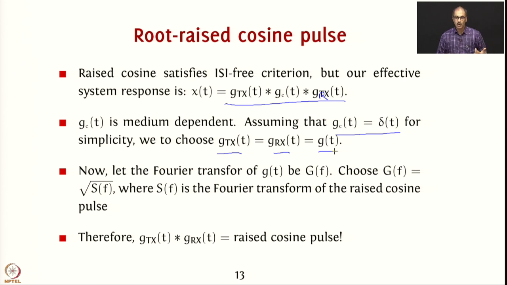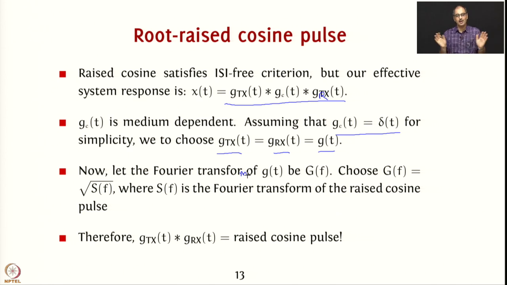But the question is, we want a raised cosine pulse effectively. We want x of t to be a raised cosine. So how do we do that? If we look at the Fourier transform of G of t and let it be G of f, we choose G of f to be square root of S of f, where S of f is the Fourier transform of the raised cosine pulse. So in other words, the root raised cosine pulse is obtained by taking the inverse Fourier transform of the square root of the Fourier transform of the raised cosine.